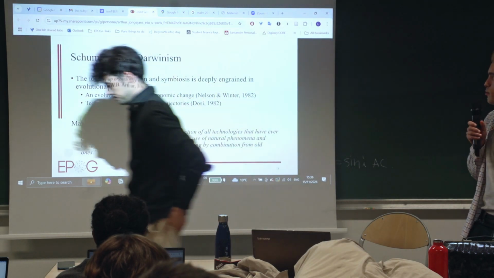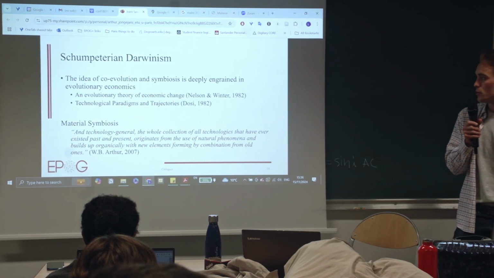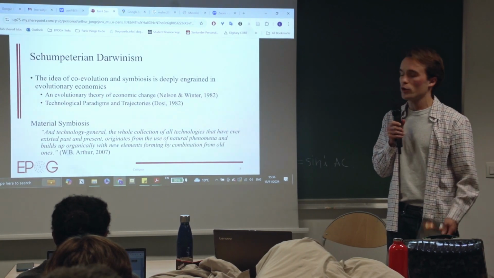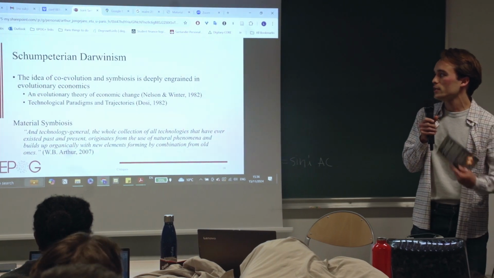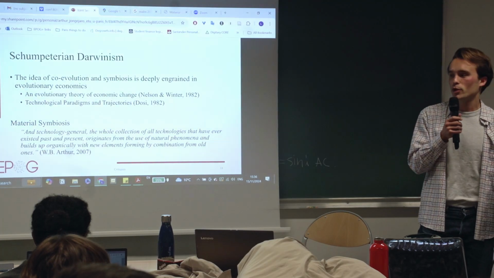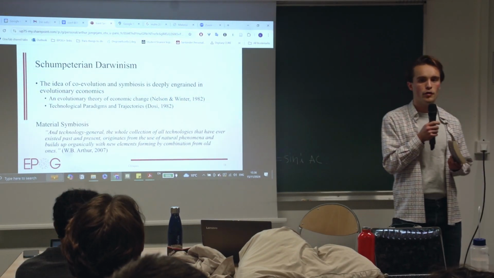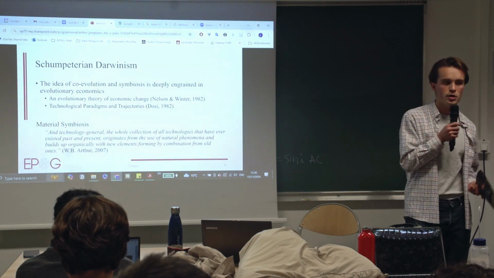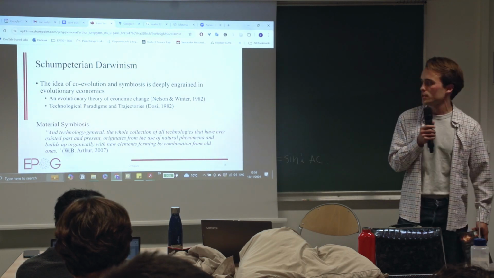So focusing a little bit more on this notion of Schumpeterian Darwinism that is critiqued in the first chapters of the book. One of the first critiques that we would like to make is that we are afraid that by critiquing Schumpeterian Darwinism, we throw out the baby with the bathwater. And what we mean by this is that actually this idea of symbiosis and coevolution can be traced back through the thought of evolutionary economists.